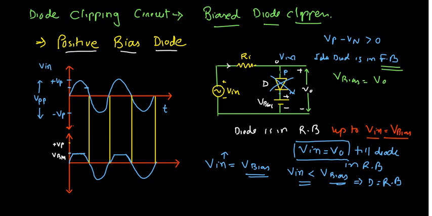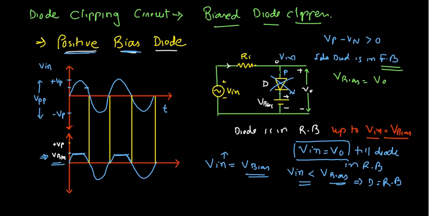So over here we have provided this positive bias supply, and that is why this positive portion of the voltage is clipped. According to us, we can decide how much voltage of the positive cycle we want to clip. So here is the understanding of the positive bias diode clipping circuit.